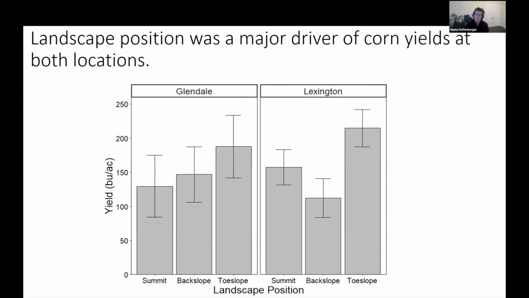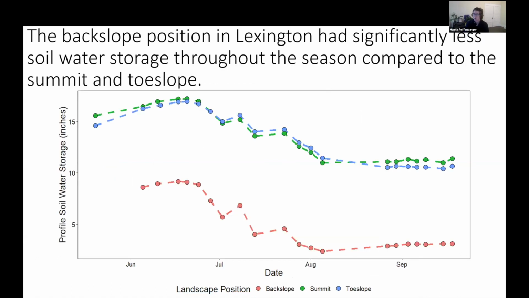We saw that the toe slope areas down near the bottom of the hill yielded higher than both the sloping and the summit positions. At Glendale, the lowest yields were in the summit position, while at Lexington, they were in the back slope position. And when we look at our soil water storage, the total amount of water within the soil profile at our Lexington site, we can see that part of the reason why the back slope yields were so low. Throughout the growing season, there was significantly less water in the back slope position compared to the summit and the toe slope.